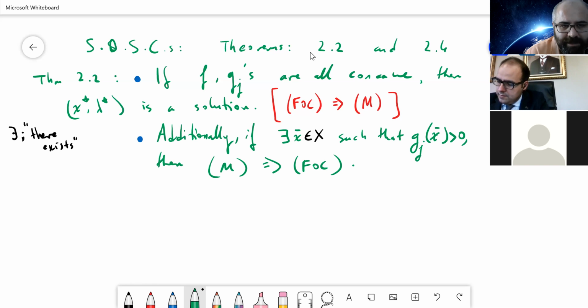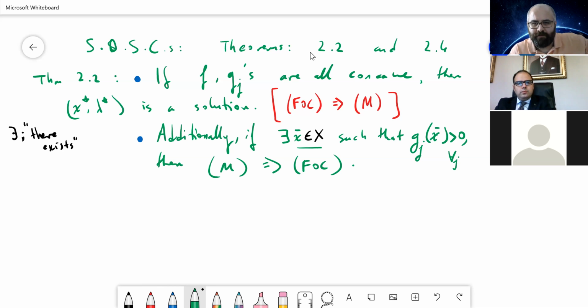Okay? If you look at the text, M means x star, lambda star is a solution. So this is called the Slater condition, and it must be true for all j. Okay? So if there is a point x bar within the domain that satisfies that, this is basically resource based, right? So there are some levels of your choice variable where you can waste all your resources. If that's the case, knowing the solution tells you that that solution should satisfy the first order conditions. Usually we are not going to use that second part. Okay? But it is there.